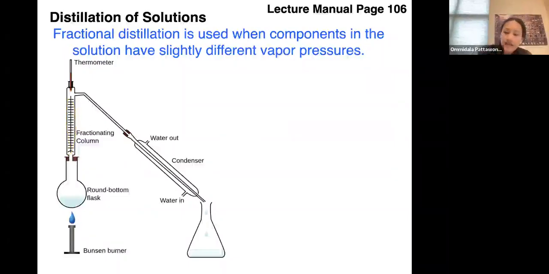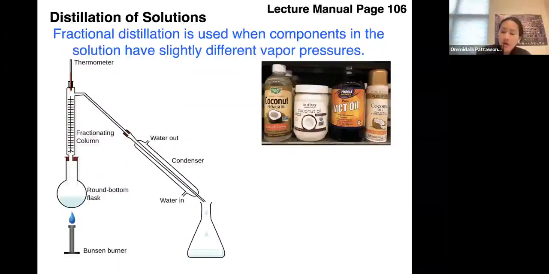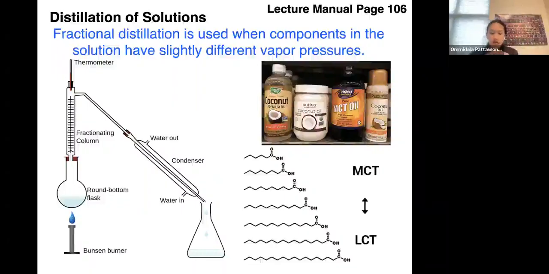The application of this can be used in coconut oil refinery. If you're looking at coconut oil, it has different types of products. Some are liquid and some are solid. These come from the difference in the hydrocarbon, or the number of carbon and hydrogen, within the chain of the coconut oil. Those that are liquid contain medium chain triglyceride, and those that are solid contain long chain triglyceride.